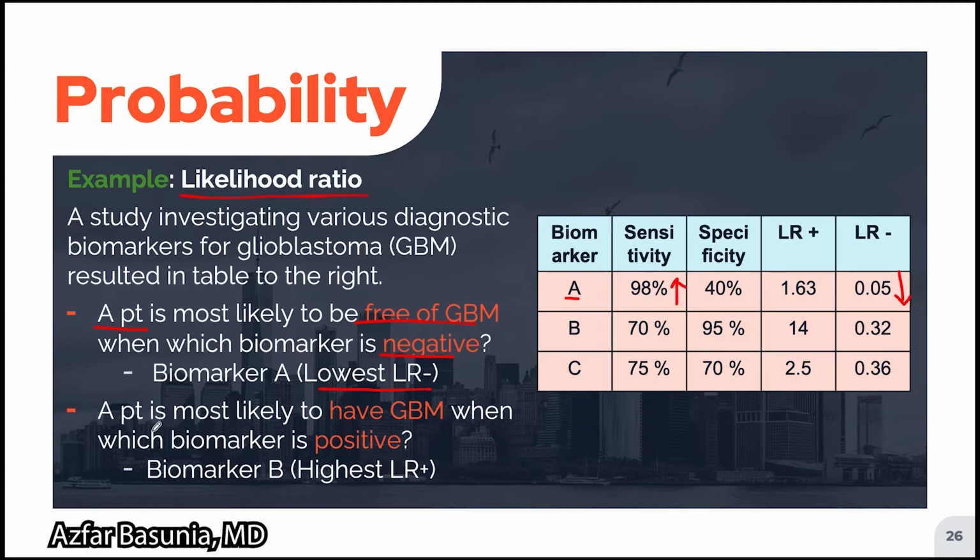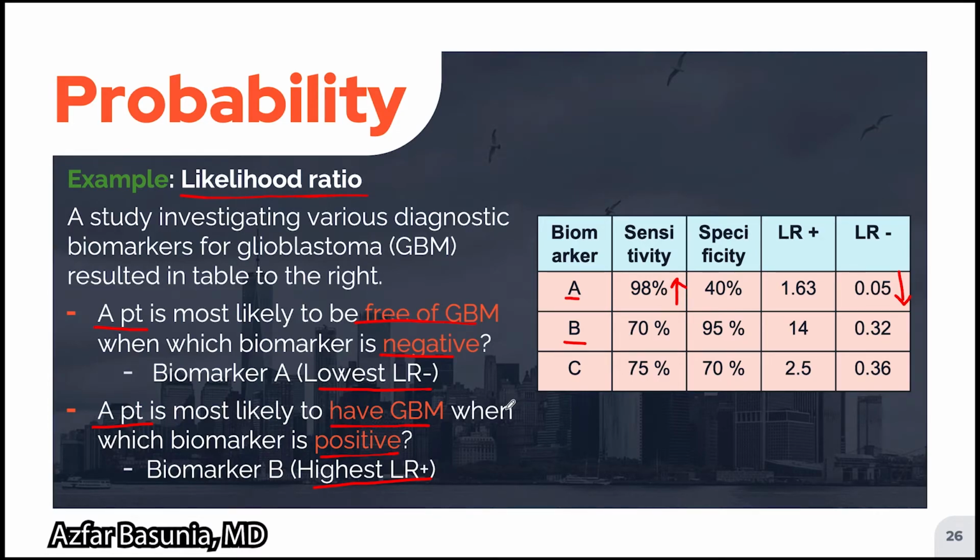The second question asks us, a patient is most likely to have glioblastoma when which of the biomarkers is positive? Again, for individual patient-level decisions, we're looking at the likelihood ratios. Since we're talking about a positive test result, we're looking at the positive likelihood ratio. For this specific question, we're looking at the biomarker with the highest positive likelihood ratio, which is biomarker B. Also note that, just like the previous question, the sensitivity and the specificity can serve as useful hints.